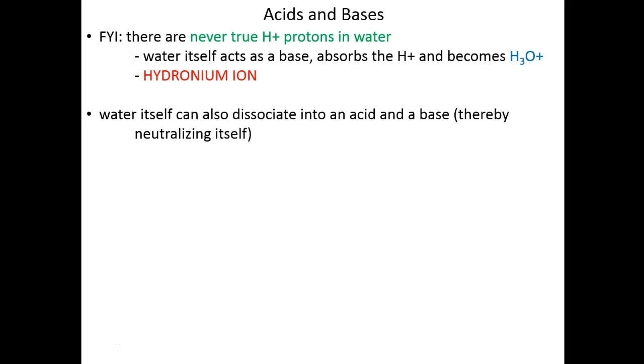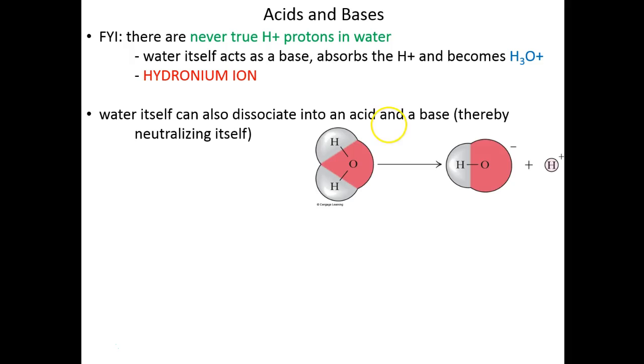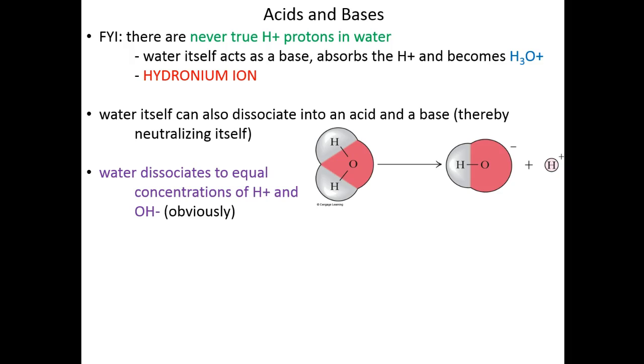Water itself can also dissociate, being an acid, and make itself a base. It can neutralize itself, and we can see that water can dissociate into a hydroxide ion, which is now a conjugate base, and can absorb a free proton, the proton that it gave up. So anytime water gives up one of its two protons, it's acting as an acid, and it leaves behind the conjugate base hydroxide ion. Water does do this normally, and water will reach a concentration gradient between dissociation and association.